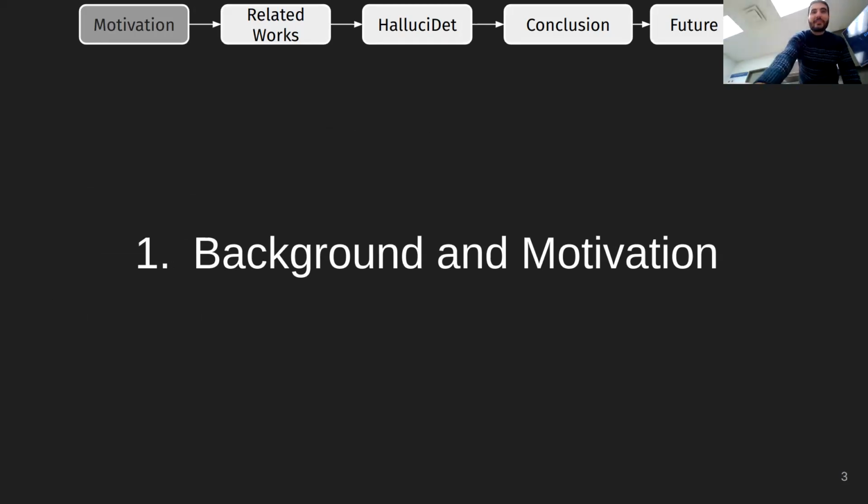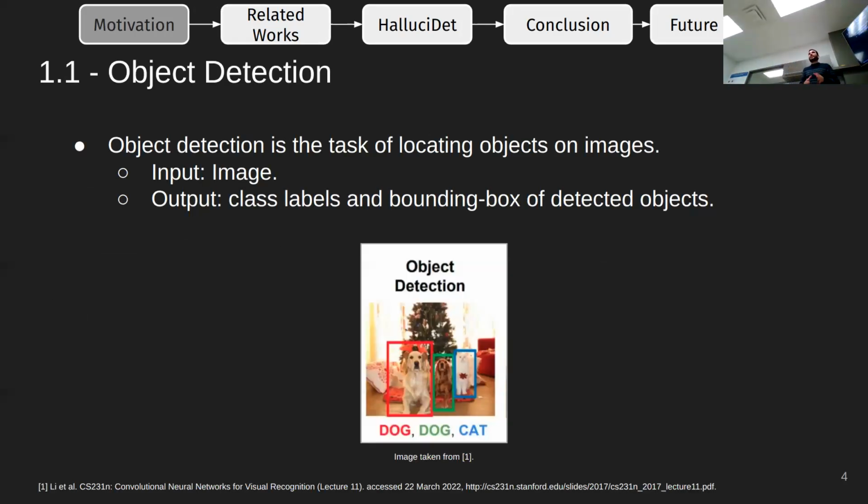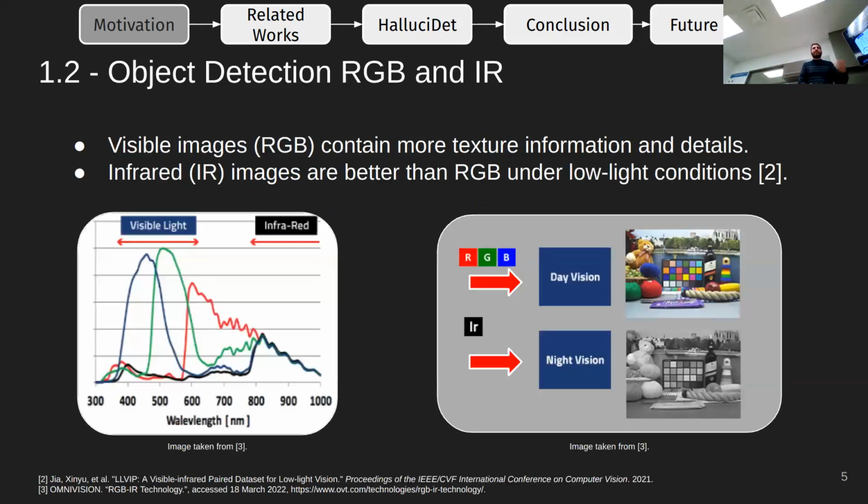So here is the background and motivation. In object detection, we have an image as input, and we want as output, for example, the class and the bounding box of the objects that we are targeting. Especially in multimodal cases, we have different modalities that work in different spectrums of light that we can see. For example, we have the RGB that is mostly used in the day. And we have the IR that you can use, for example, for surveillance and in night situations. So these are different spectrums of light that we can capture with different sensors.